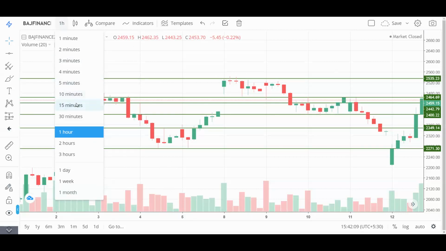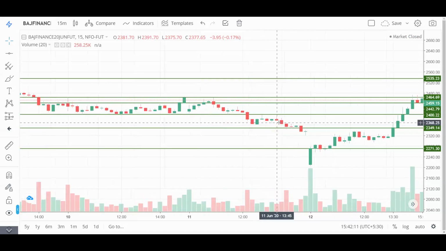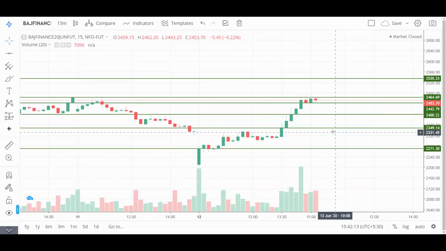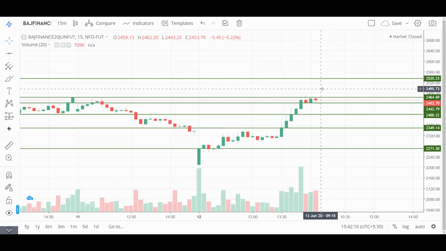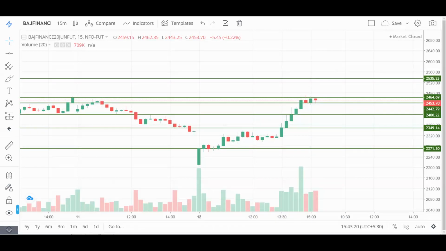For intraday, they will use the 15-minute chart, and the result is the same. The support and resistance levels are the same for both. You only have to work above the levels given. So keep watch on this stock for tomorrow.